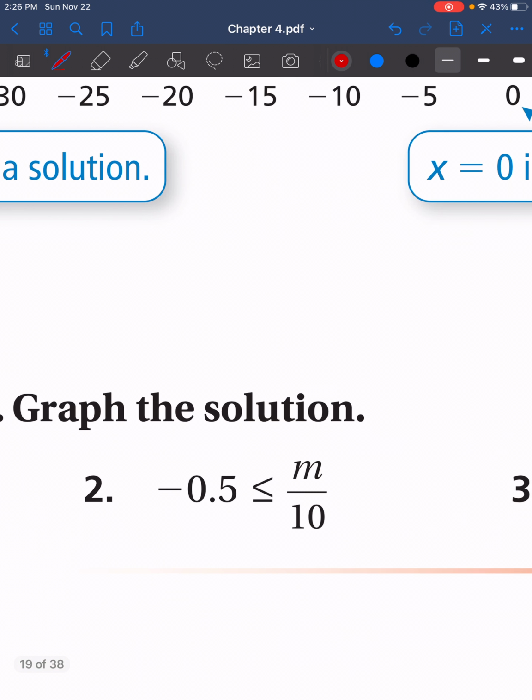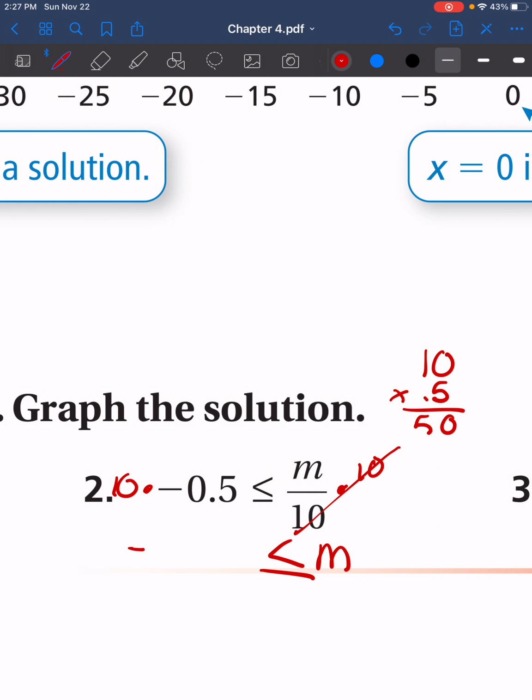Number 2, how do I get m all by itself? Well, m is being divided by 10, so the opposite would be to multiply by 10. Rewrite your inequality. 10 times -0.5. Well, I know that my answer is going to be negative. Anything times 10, you can just add a 0, but you can also move the decimal. It's kind of interesting. Watch this. 10 times 0.5 is 50, but then move our decimal in 1. So the answer is 5.